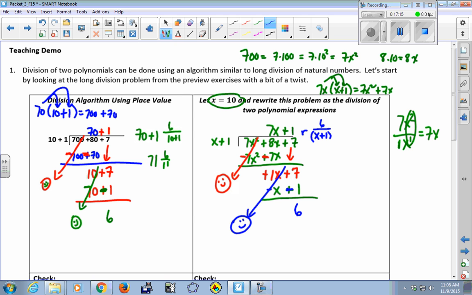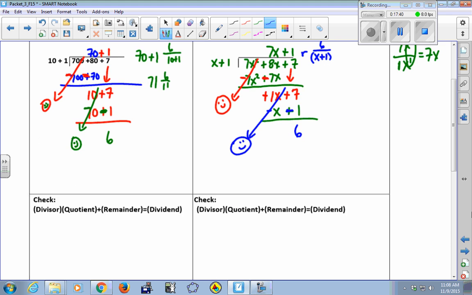Okay. So notice, take a few minutes and see if you can see the relationship. I chose this problem very strategically so you could see the relationship with the arithmetic and the relationship with the algebra. Does anybody have any questions before we go on about this process that we just did? Okay, and you can always check it. The divisor, x plus 1, times 7x plus 1, plus your remainder of 6 should equal your dividend, 7x squared plus 8x plus 7.